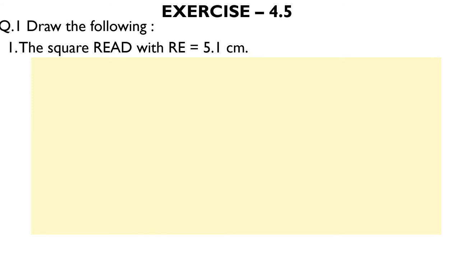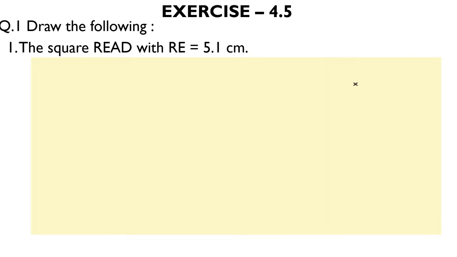So question number 1, draw the following. Sub question number 1, the square READ with RE equal to 5.1 centimeter. Here you can see that only one side measurement is given, and for construction of quadrilateral we need 5 measurements. But we are well aware that in a square, all the 4 sides are equal and all the 4 angles are 90 degree. So using these properties, we will construct the given square. So let's start with the construction.